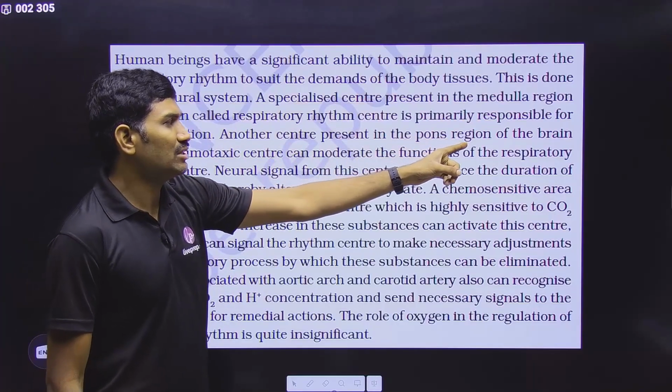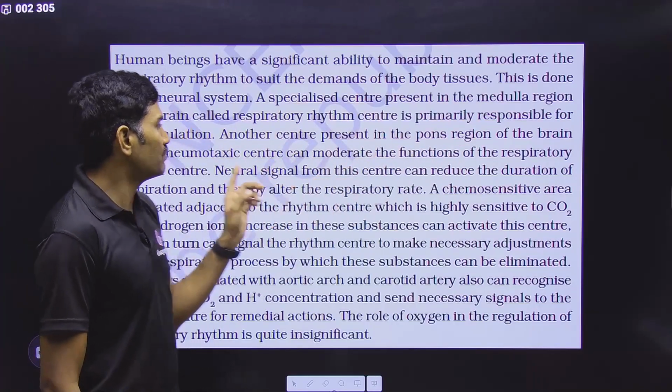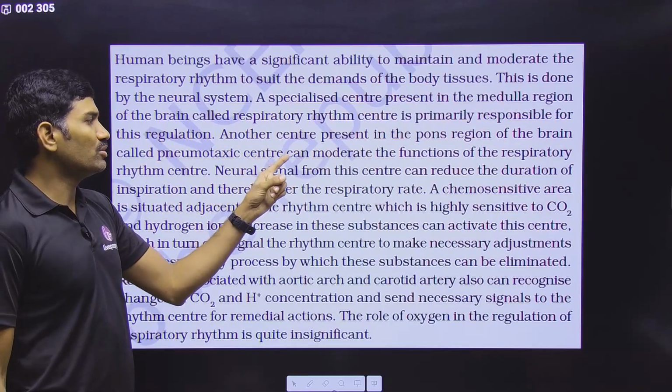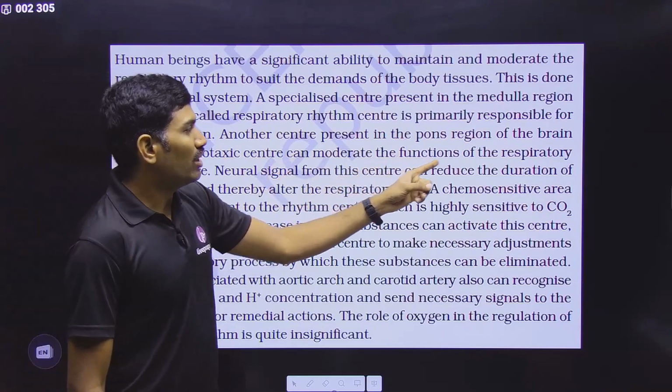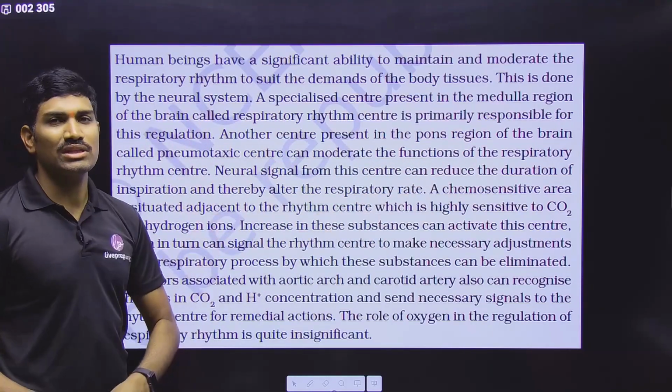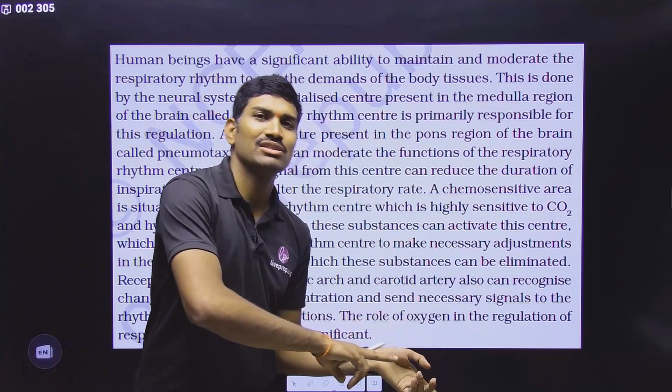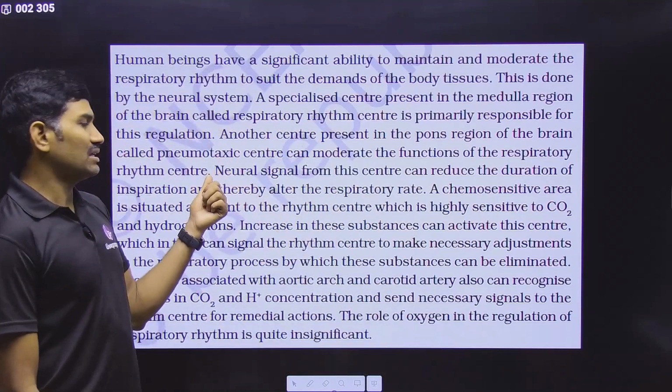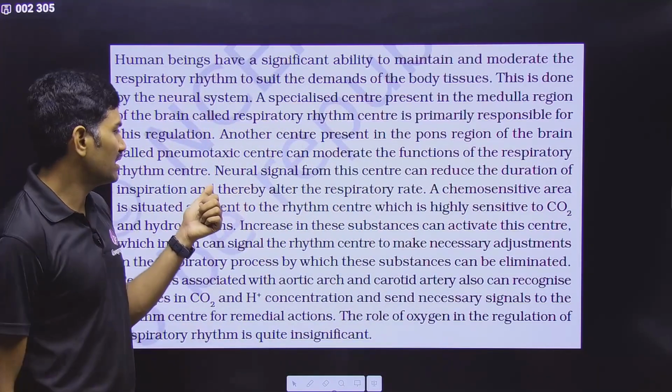Another center present in the pons region, pons varolii region of the brain, is called the pneumotaxic center, that can moderate the functions of the respiratory rhythm center. That means the pneumotaxic center will give signals to the respiratory rhythm center. In this way, it can also control the respiratory rhythm.